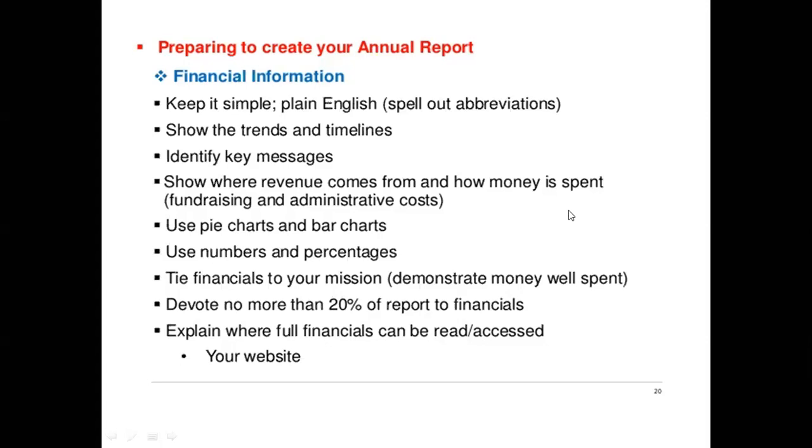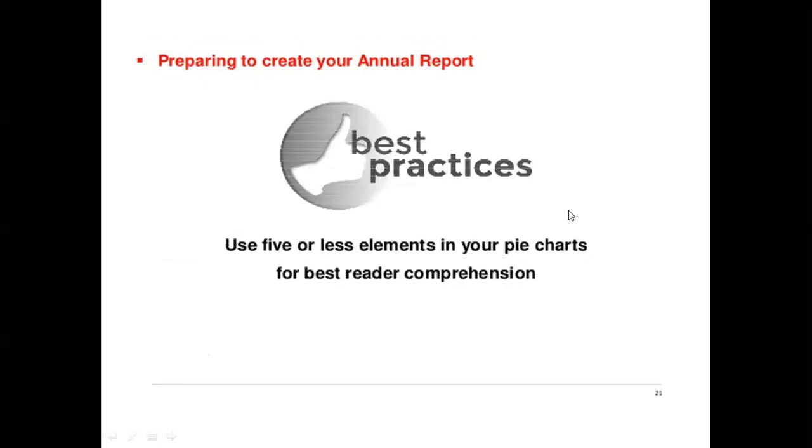Then you can explain it if it is required. Obviously it is required sometimes. Some people really want you to know the depths of your data, of your finance, so you can put the rest onto your website. Best practice for your annual report preparation is to use five or fewer elements in your pie charts for best reader comprehension. Because if more are used, people will not concentrate on each. So that's why keep it that way.